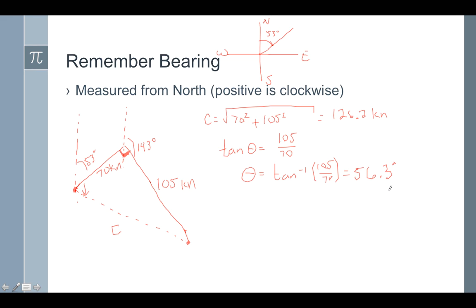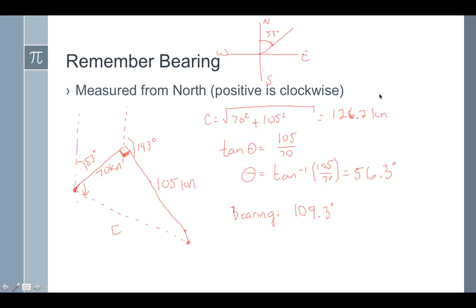Well, that's actually not your answer. That's just this angle here. So it's the original bearing of 53 and another 56. So the bearing is 56.3 plus 53, so it's 109.3 degrees. So the bearing is 109.3 degrees, and you're 126.2 knots or nautical miles away from where you started.